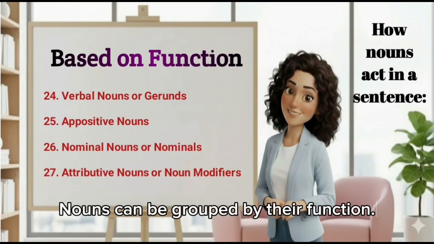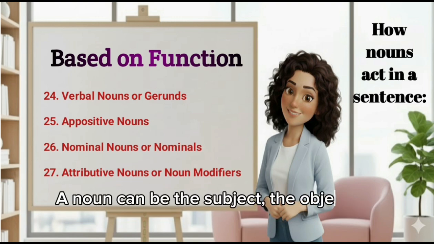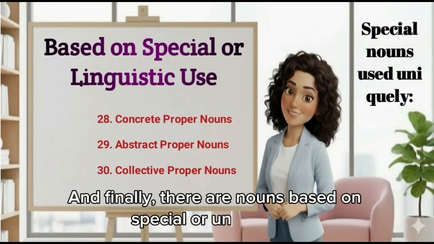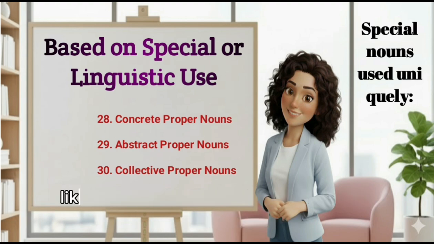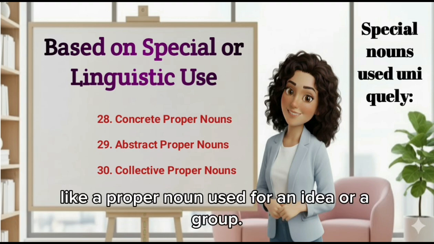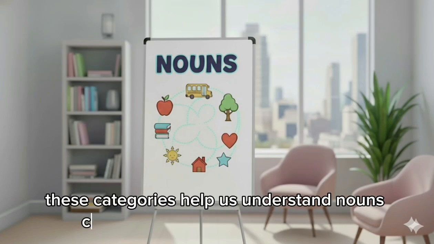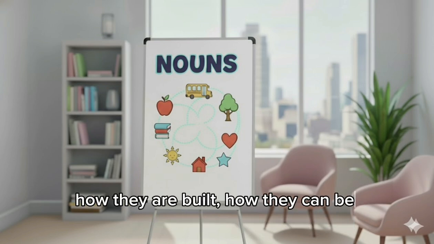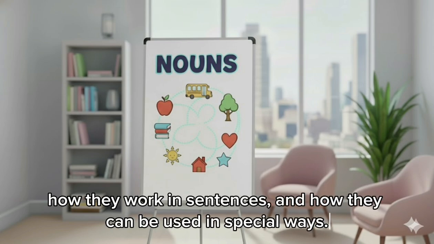Nouns can be grouped by their function. This means how they work in a sentence. A noun can be the subject, the object, or even describe another noun. And finally, there are nouns based on special or unique use. These are special kinds of nouns that show interesting meanings, like a proper noun used for an idea or a group. So, altogether, these categories help us understand nouns clearly: how they show meaning, how they are built, how they can be counted, how they work in sentences, and how they can be used in special ways.